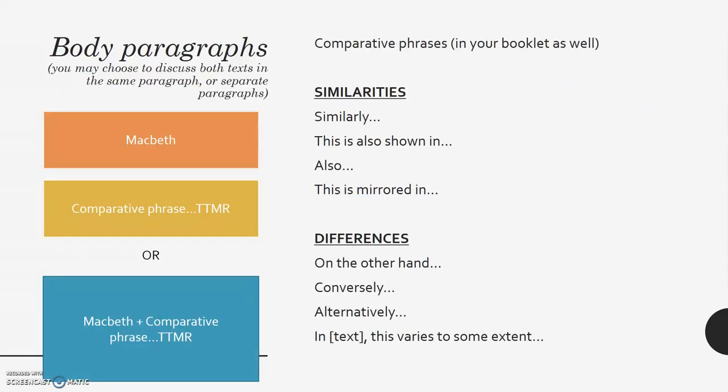All right, you might want to pause the video here. These are two ways that you can form your body paragraphs. On the left-hand side, you have the orange and the gold. Those are two separate body paragraphs where you can deal with text 1 and then text 2, or you can integrate them into the same body paragraph, which is the blue. There are comparative phrases on the right. For those of you who are at my school, they are also in your booklet. There's a whole list of them that you can use. It's not a one-size-fits-all kind of thing. You need to make sure that you're using them correctly as well, but I've just included some examples there.